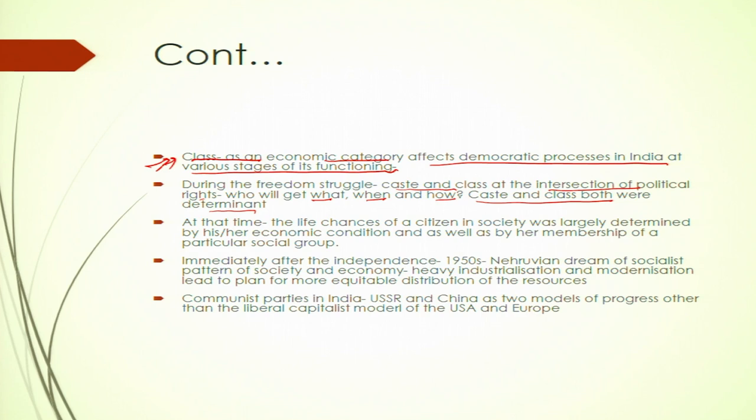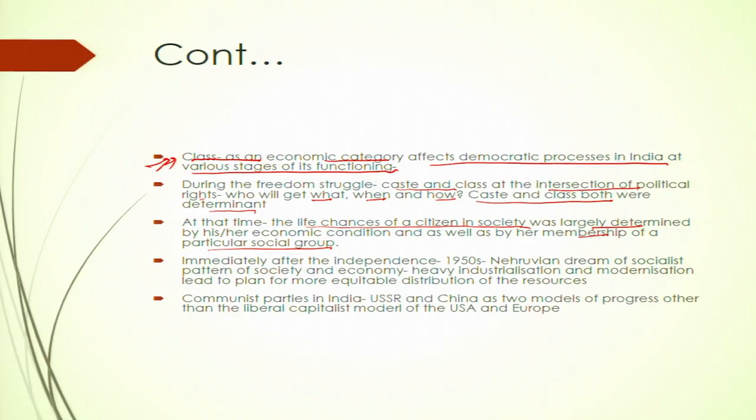You can recall the way Ambedkar intervened in this whole politics of recognition, ensuring that the lower caste people also get their due in the political as well as the economic resources, which needs to be underlined in terms of the intersectionality of caste and class. At that time, the life chances of a citizen in society were largely determined by his or her economic condition as well as by membership of a particular social group. Within the political economic realm, it was a general understanding that the life chances of people are decided not only by their economic situation in society but also by the caste group to which one belongs.